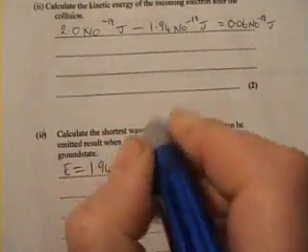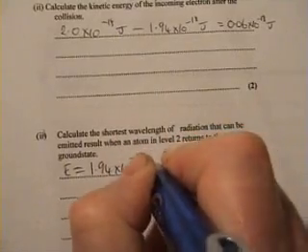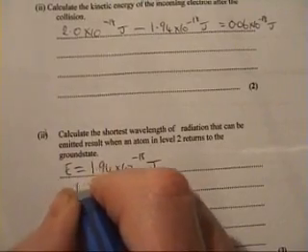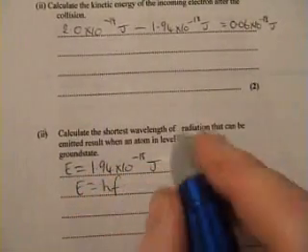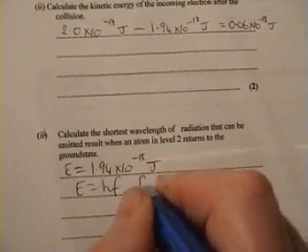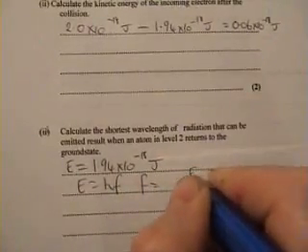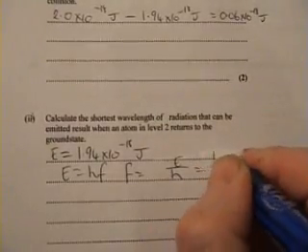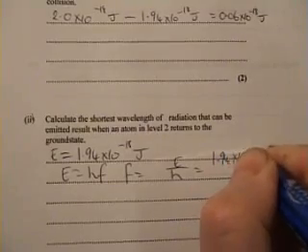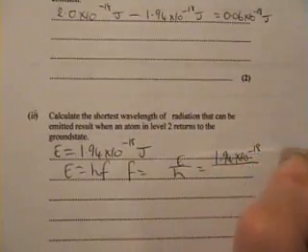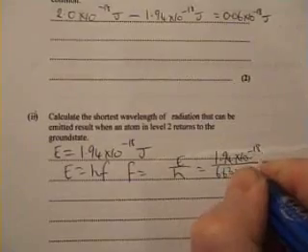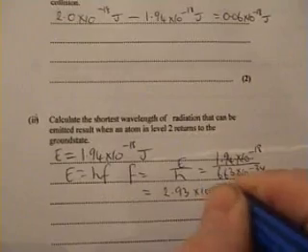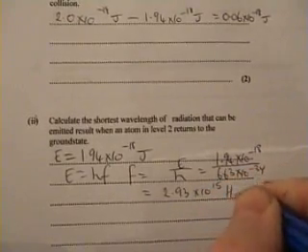1.94 times 10 to the minus 18 joules. How do we find the wavelength of the photon? Well, if we use E equals hf, then we can find the frequency, E divided by h, which is 1.94 times 10 to the minus 18 divided by 6.63 times 10 to the minus 34, giving 2.93 times 10 to the 15. That's frequency, so it's hertz.